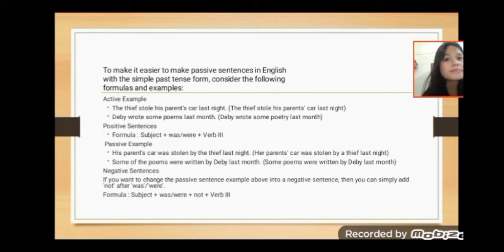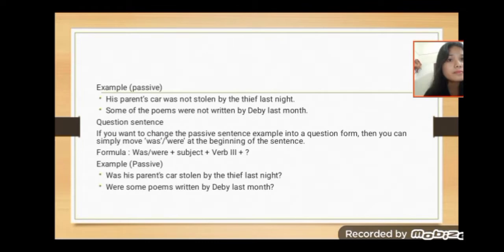last month. Negative sentence. If you want to change the passive sentence sample above into a negative sentence, then you can simply add not after was or were. Formula: subject plus was or were plus not plus verb 3. Example passive: his parents' car was not stolen by Dave last night. Some of the poems were not written by Debbie last month.